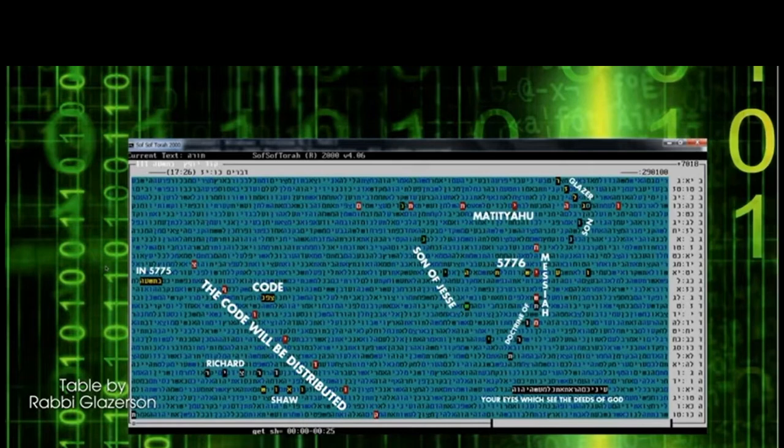It even has the correct year, 5775, which was 2015 when the film was released. It has Glazerson's name in. His first name is Matityahu. It's in there. Talks about the doctrine of Messiah.